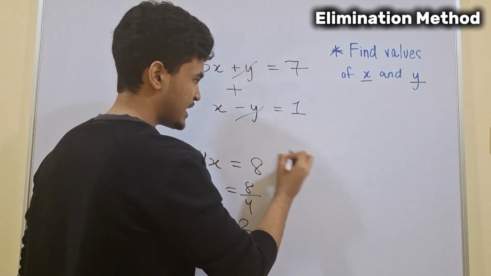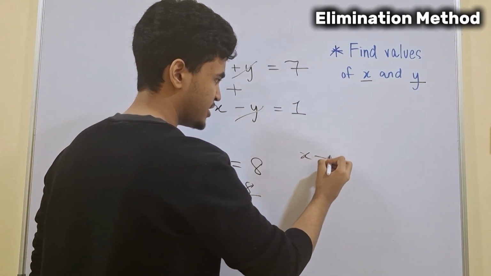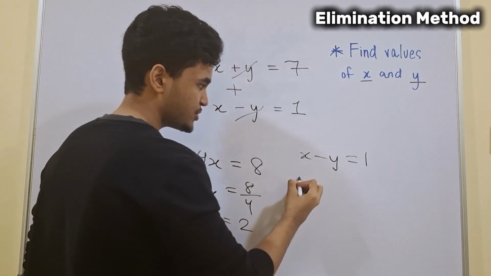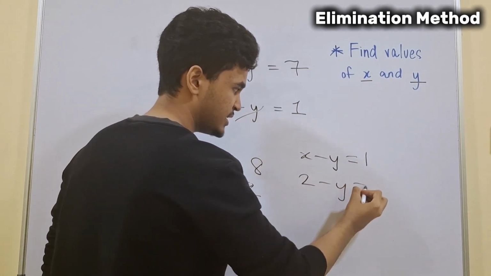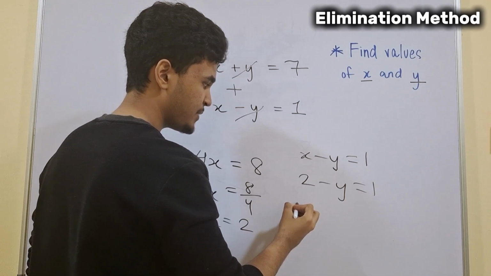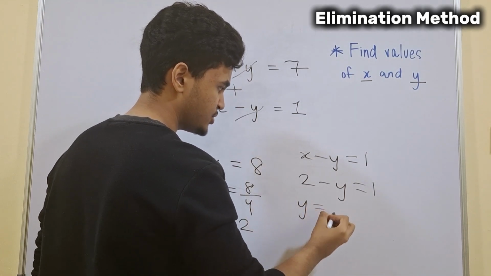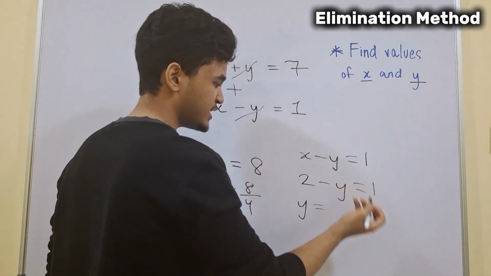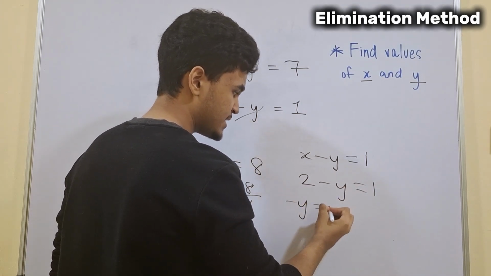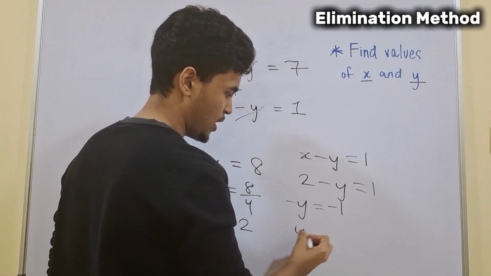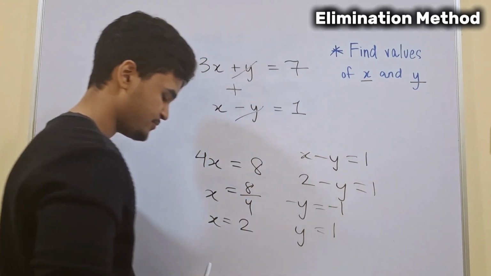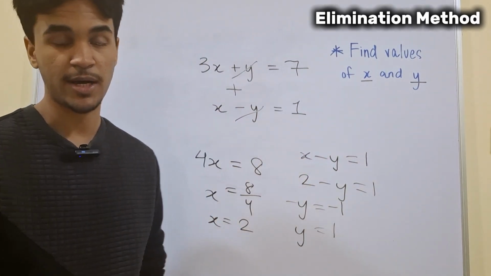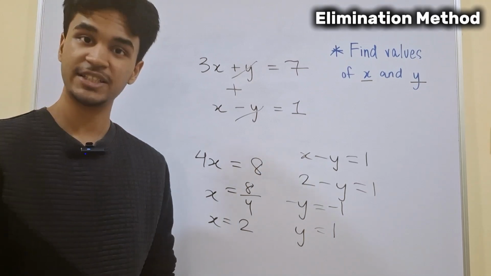x is 2, so that means, okay, let's write it down first. x minus y is 1, right? x is 2, so 2 minus y is 1. So that means y is equals to, okay, so 2 goes here, so it's -1. Negative y is -1, so y is 1. So there you go. The question asked us to find the values of x and y, and we found the values of x and y.